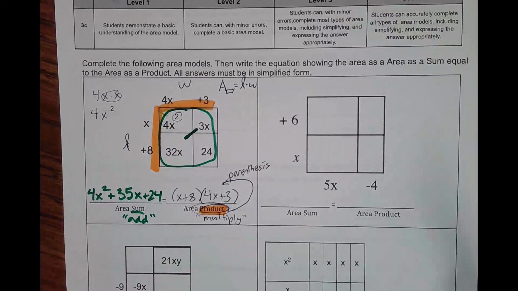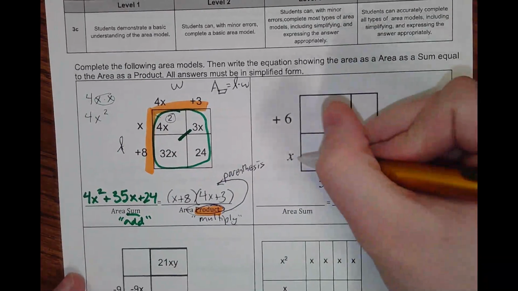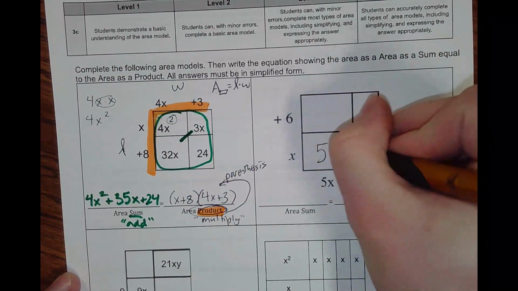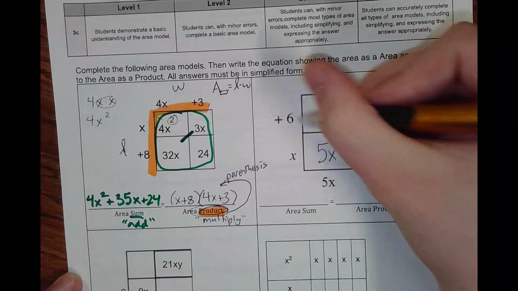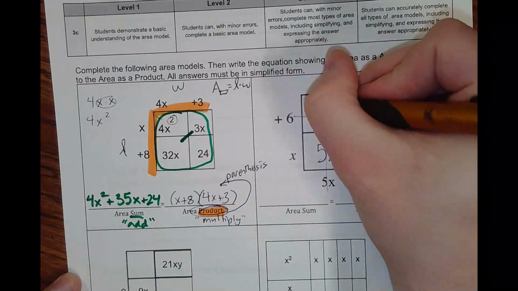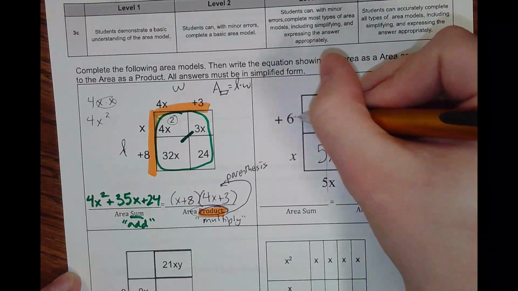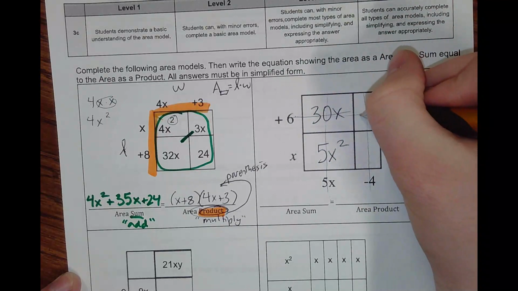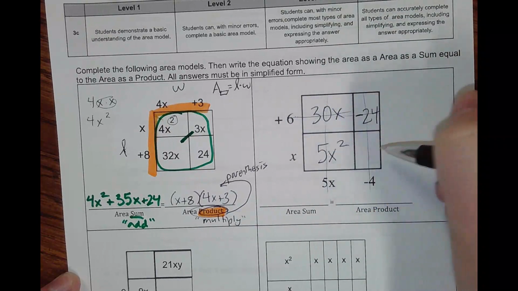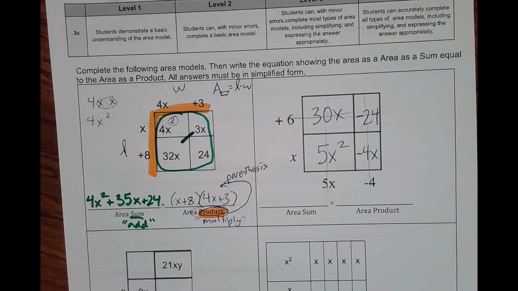Okay, next up, let's try the second one. The second one is going to be an area model that's not filled out for us. So we must multiply to get the inside area. 5x times x is 5x squared. 6 times 5x, see where they cross? 6 times 5x is 30x. Negative 6 times negative 4, see where they cross? Is negative 24. And negative 4 times x is negative 4x.